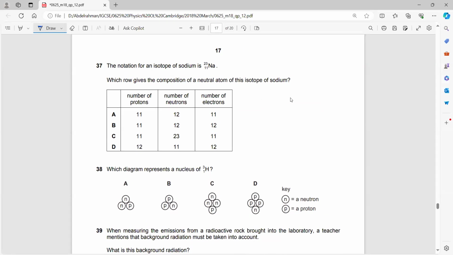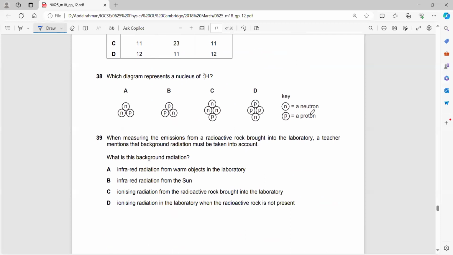Question 37, very easy question. Composition of this sodium isotope. How many protons, neutrons, and electrons do we have? Again, this is very easy. The number of protons would be 11, and the number of electrons has to be 11 as well. Number of neutrons would be 23 minus 11, which is 12.